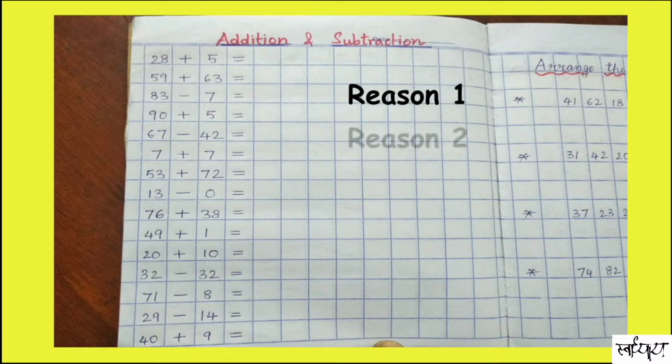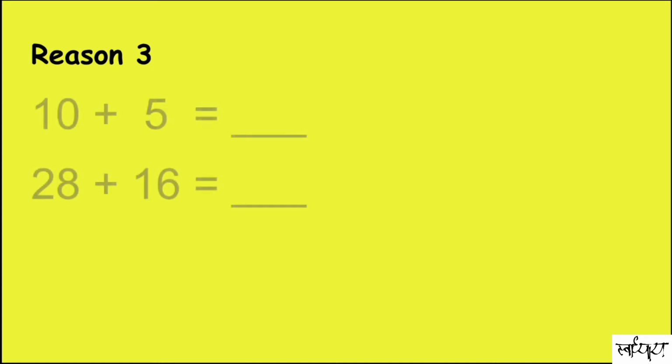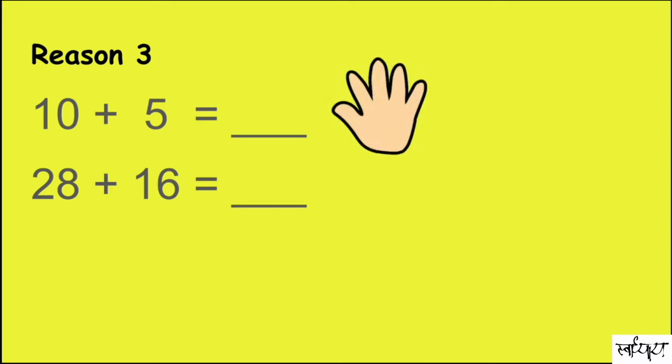The second reason is to check if they are clear with their concept of addition and subtraction, just to make sure that they are not blindly doing it. The third reason is when you look at a problem, you must be able to decide whether you can do it with your fingers or you need to write and solve.